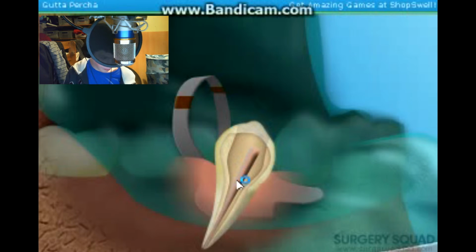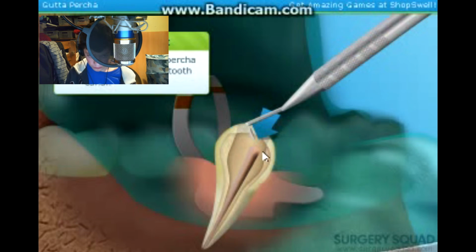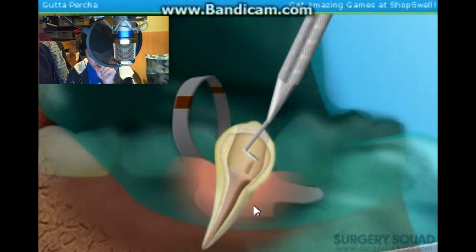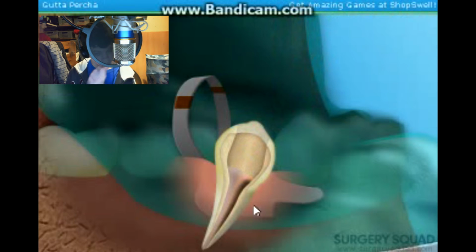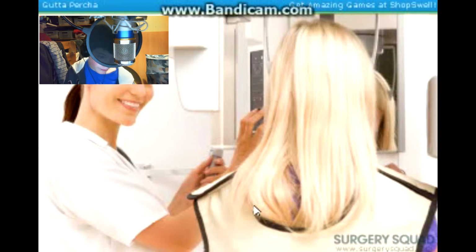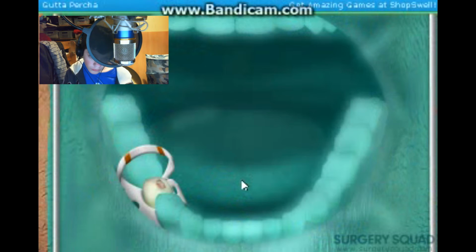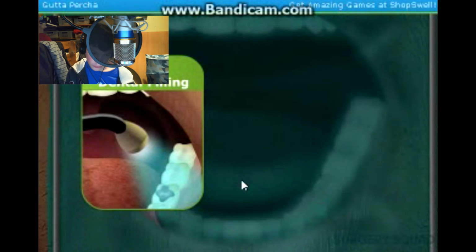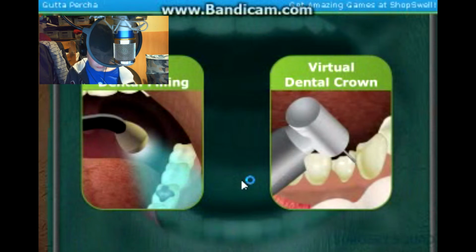Pack the gutta percha into the tooth canal using a plugger. After the gutta percha has been placed, it is common that additional x-rays are taken to verify that the canal has been adequately sealed off. Once the dentist verifies that the canal has been sealed, a filling or crown is placed, depending on the location of the tooth. You can learn more about fillings and crowns in our virtual dental filling and virtual dental crown procedures here on surgerysquad.com.